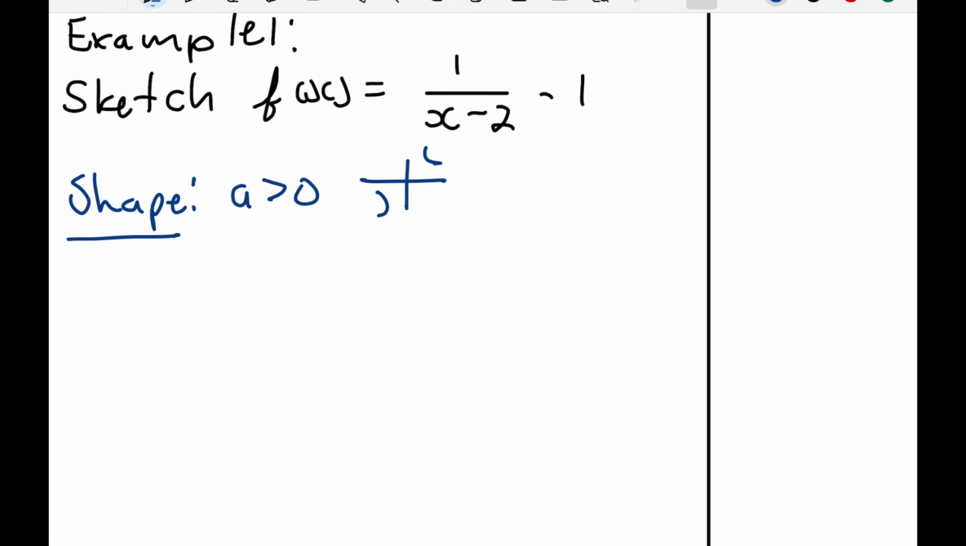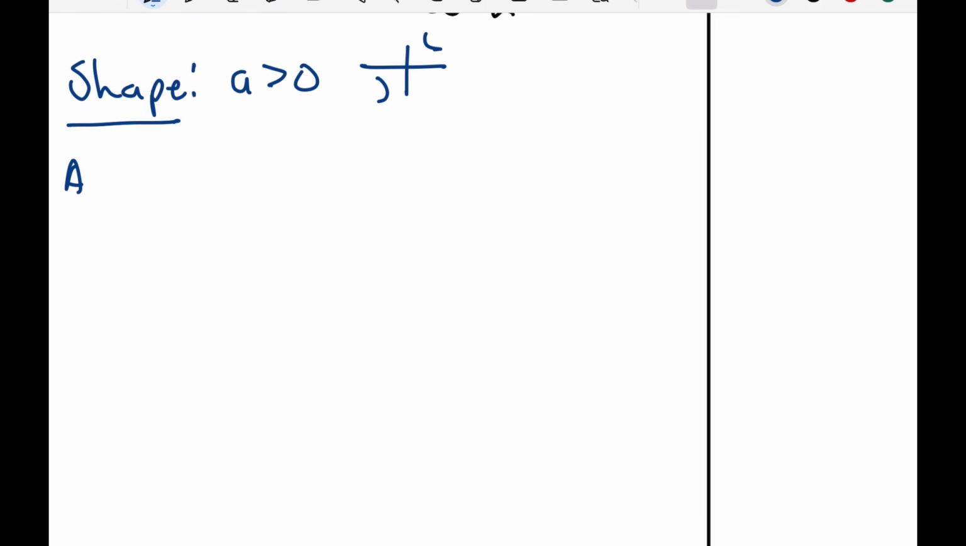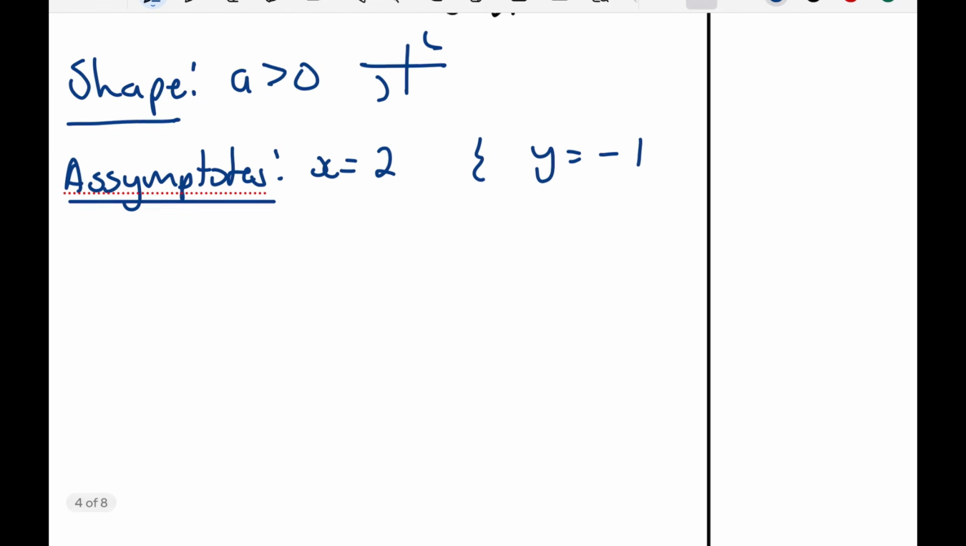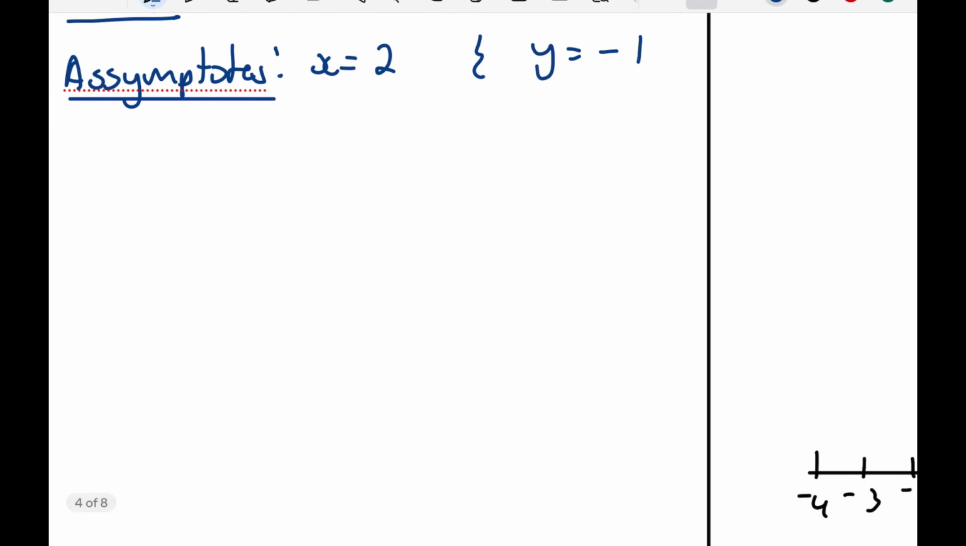Secondly, it has asymptotes. Asymptotes for a hyperbola are x is equal to p as well as y is equal to q. So in our case, we'd have x is equal to positive 2 since we must flip its sign, and y is equal to negative 1. These are the two asymptotes. Then we can just find the y and x intercepts and sketch.